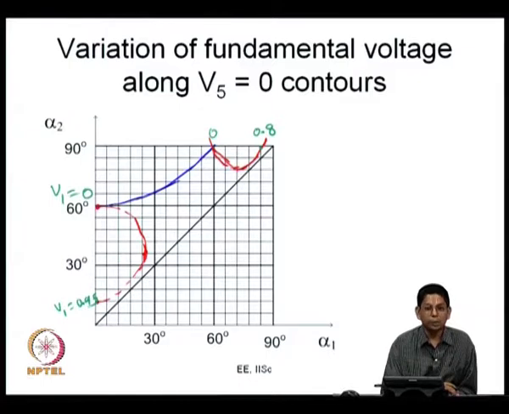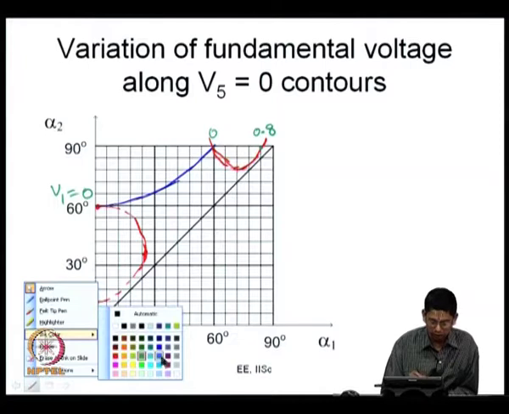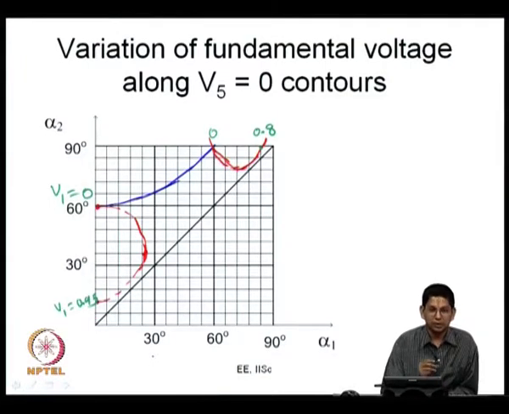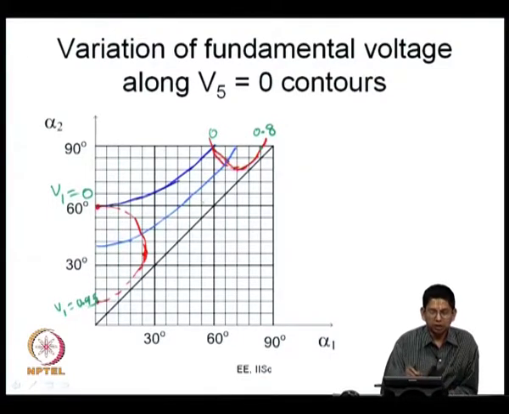Then how about, are there going to be multiple solutions? Yes. How? When? If you are looking at some fundamental voltage, let me once again draw it with, let us say, blue ink, something like 0.4. So, I am going to get a curve which is like this. This curve, V1 equal to 0.4 or whatever, intersects this V5 equal to 0 contour and it also intersects the other V5 equal to 0 contour. So, it has two different solutions now.